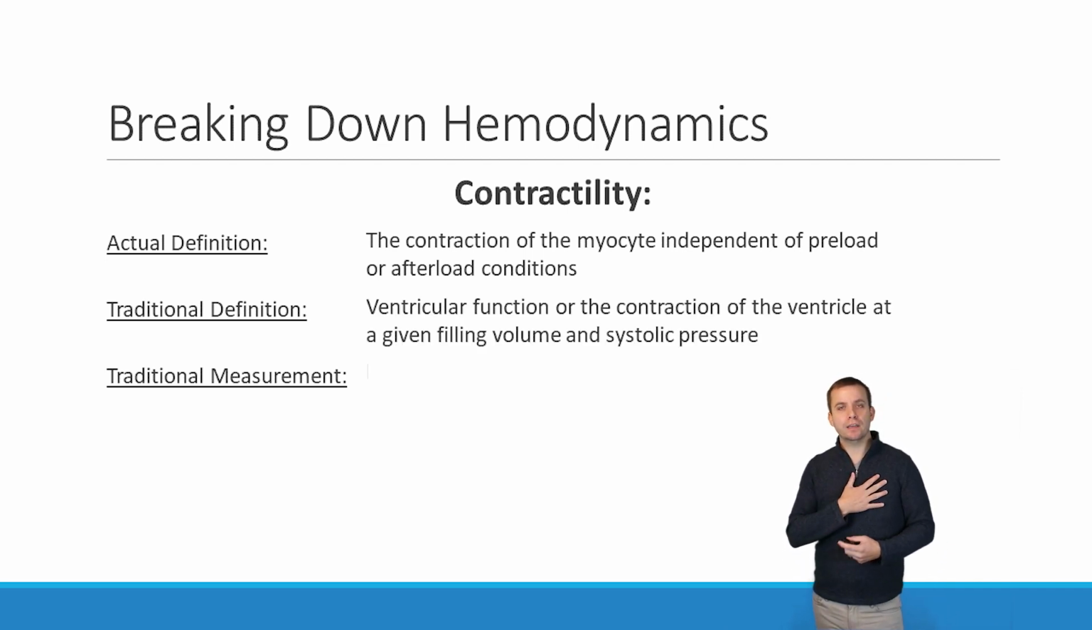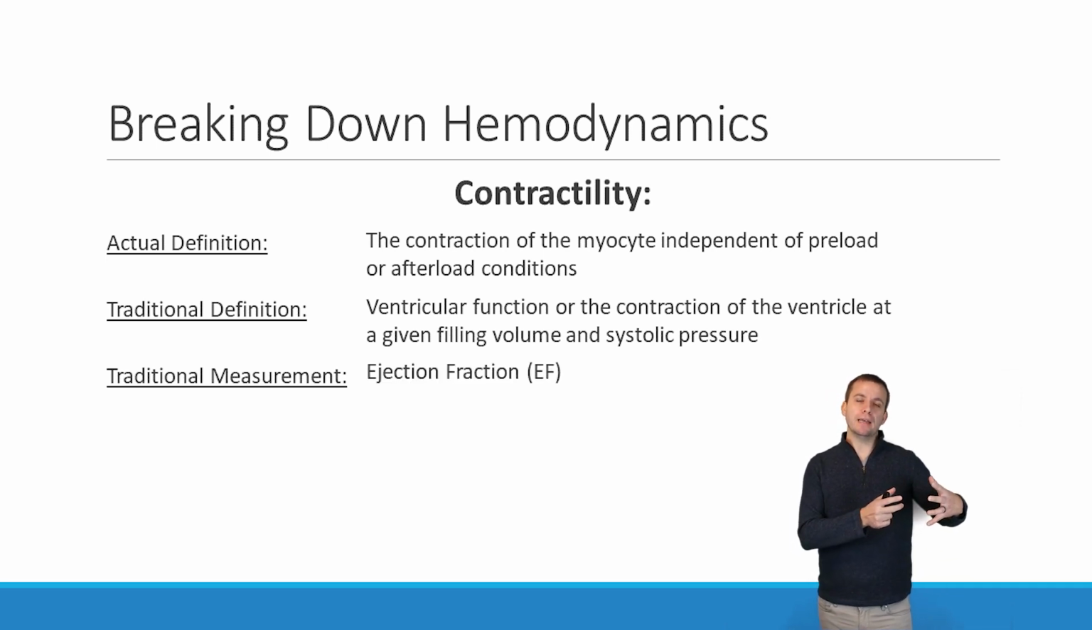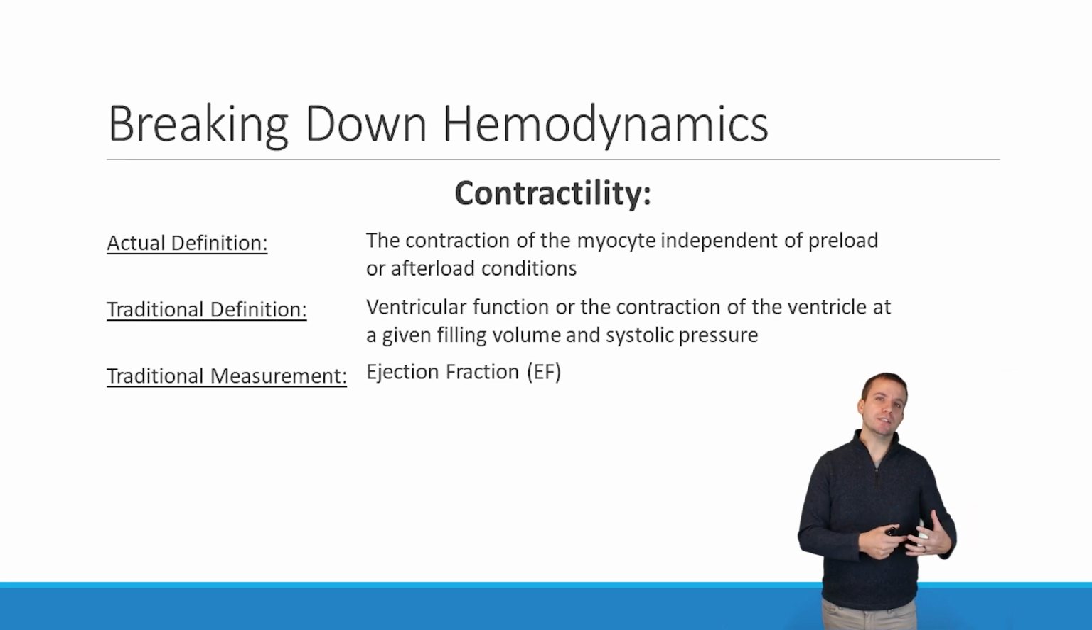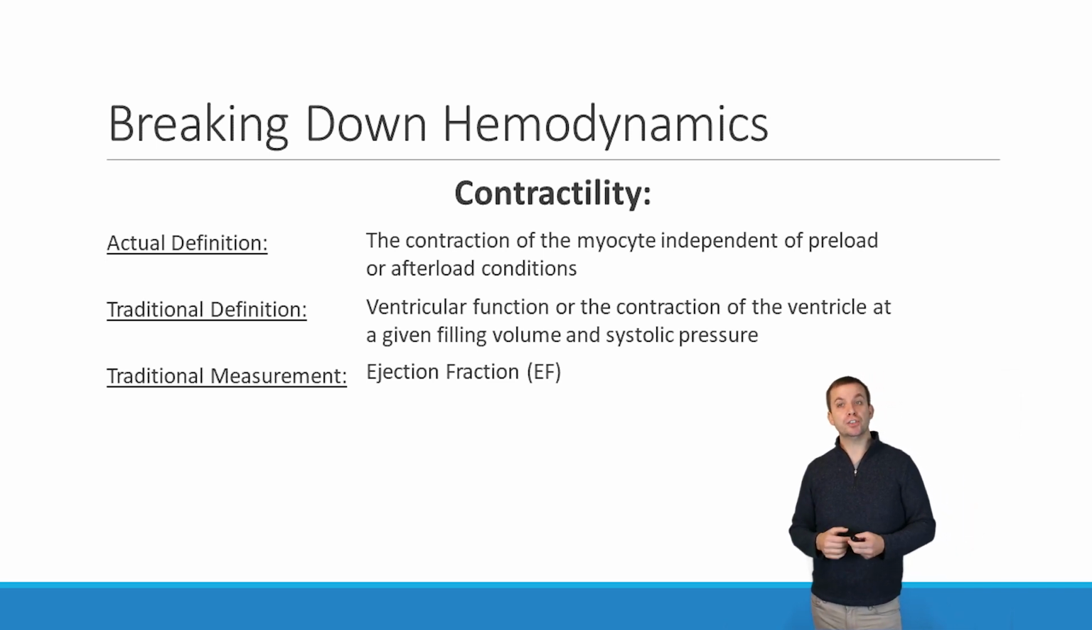We typically look at ventricular function, which is how the contraction is at a given preload and afterload, or a given filling volume or systolic pressure. And that's actually function as opposed to contractility. And the traditional measurement we use, which is ejection fraction, looks at the LV function.